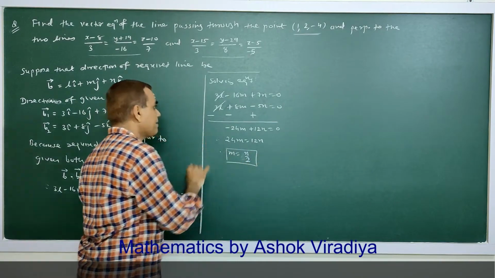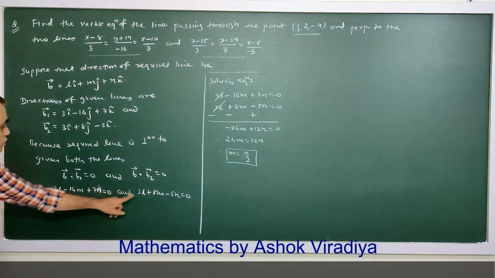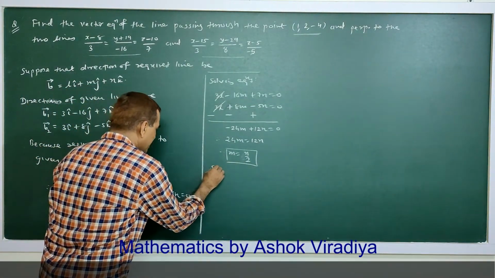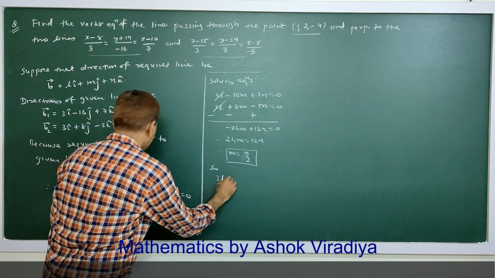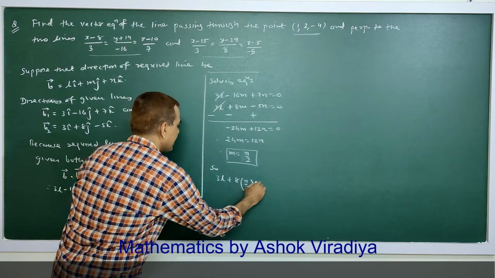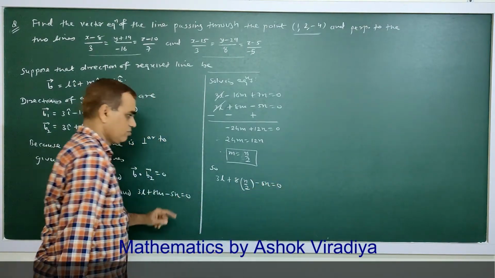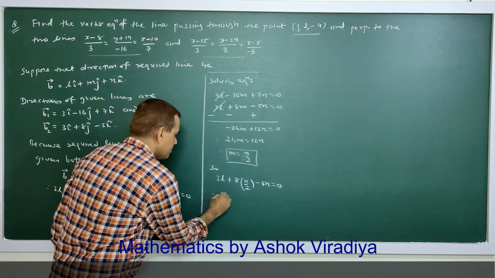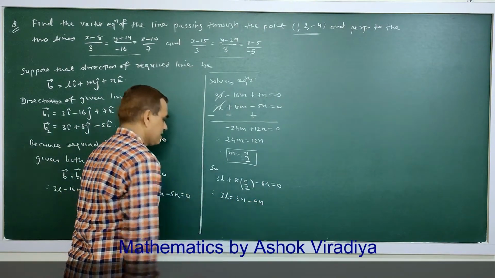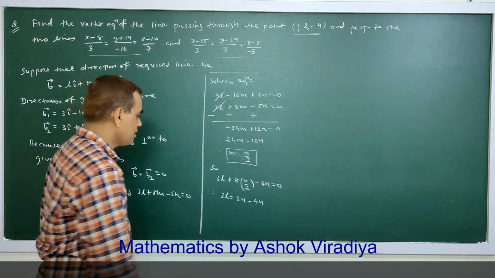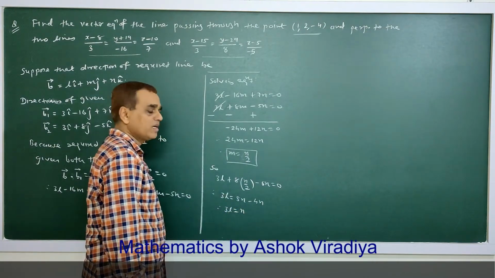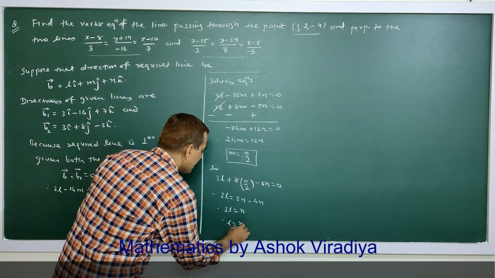Now this value of m we are putting in any one of these two equations. So let me put in the second equation, 3L plus 8 into m minus 5n is 0. Therefore 3L is 5n minus 4n. This will be 4n. So 3L is 5 minus 4, 1n. So L is equal to n by 3.